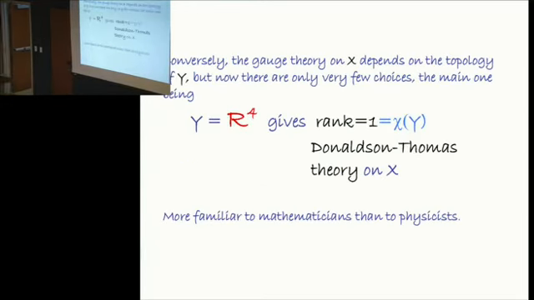Conversely, the gauge theory we get on X in 6 dimensions should depend on the topology of Y, but there are not so many 2-dimensional Calabi-Yaus. In fact, the most interesting case, where we expect Y to be our physical space, is when there's essentially no topology, just R^4, in which case we should get the rank 1 Donaldson-Thomas theory on X, rank being the Euler characteristic of Y. It's a kind of 6-dimensional gauge theory, perhaps more familiar to mathematicians than to physicists. But it exists, it's well defined.